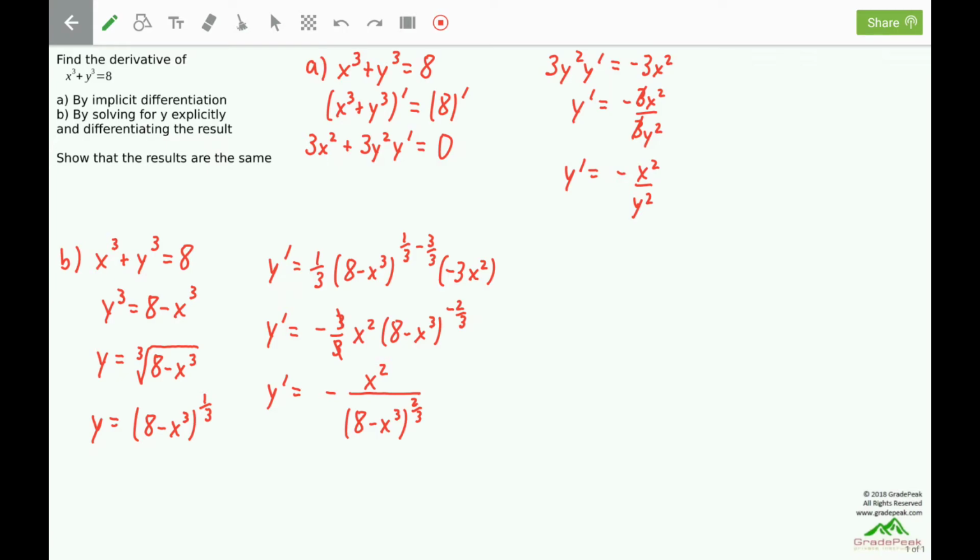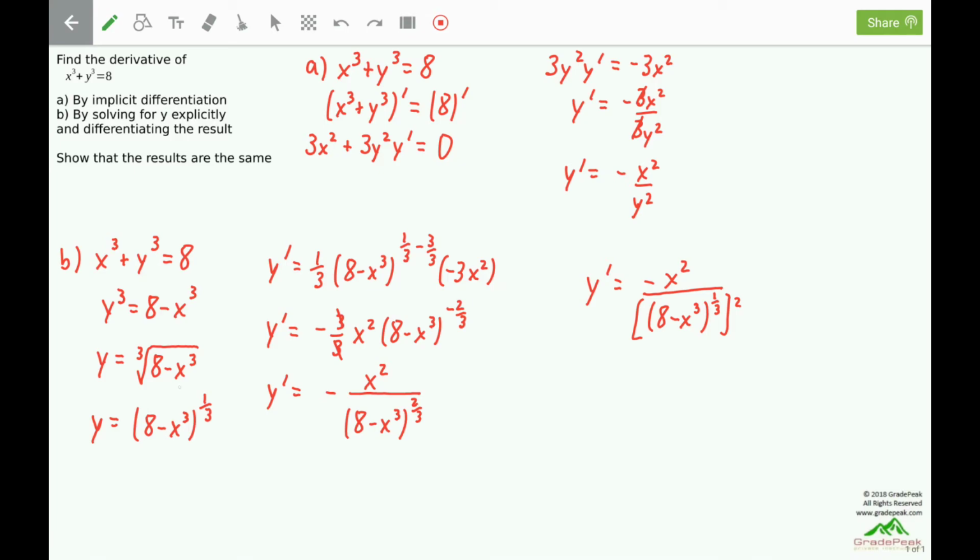We want to show that these results are the same. Right now, they have the same numerator. We have a negative, we have an x squared, but the denominators look a little different. However, we can rewrite the denominator for the one we just found as 8 minus x cubed to the 1/3 power, and then the entire thing squared, because 1/3 times 2 is 2/3.